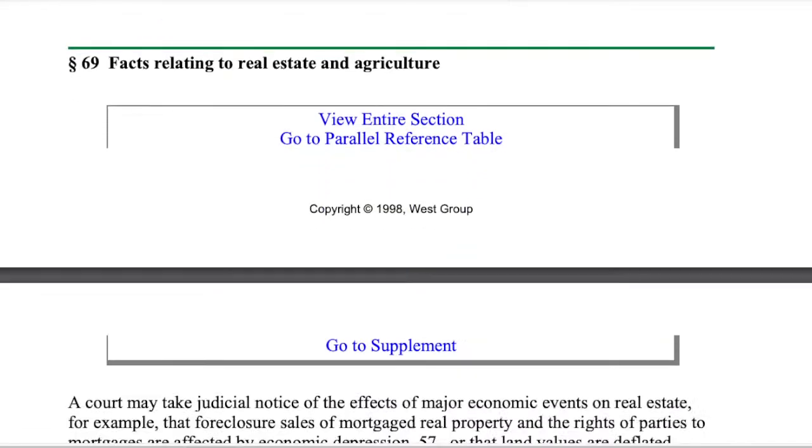All right, we're on to section 69, the facts relating to real estate and agriculture.